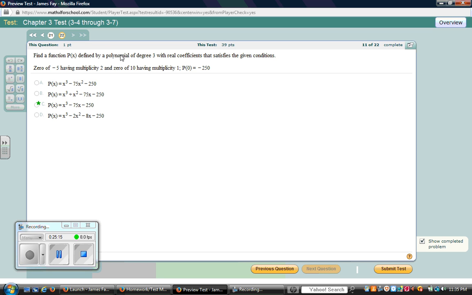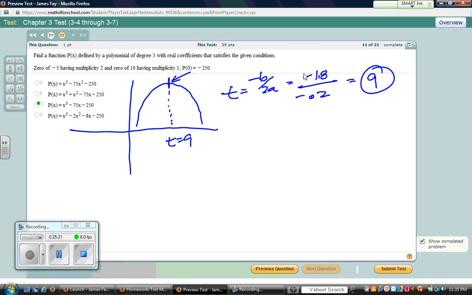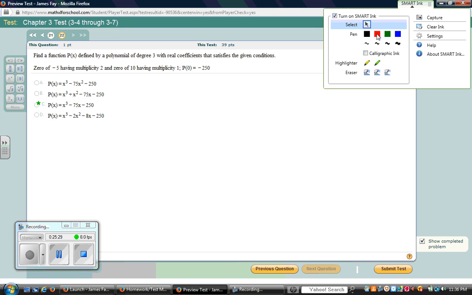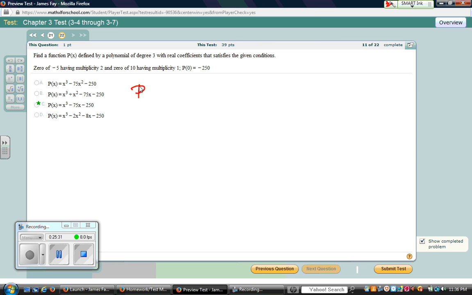Find a function p of x defined by a polynomial of degree 3 with real coefficients that satisfies a given condition. We have a zero of negative 5 with a multiplicity of 2. So what that means is p of x is going to look like x plus 5 squared. A zero of 10 having a multiplicity of 1, so it's going to be x minus 10. That's going to be a cubic function, degree of 3, that makes sense. It also tells me p of 0 is negative 250, so that's going to help us find the particular one.